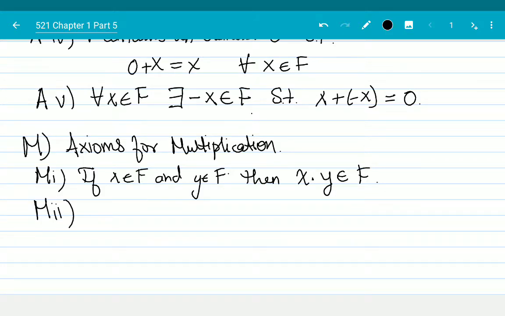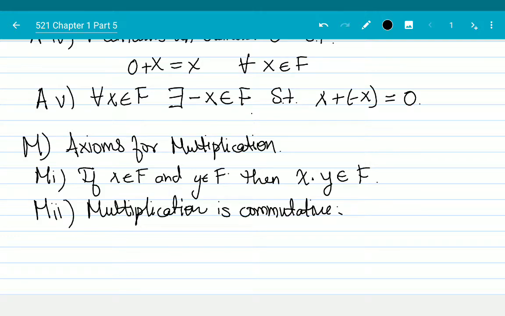M2, multiplication is commutative. That is to say, x multiplied by y is equal to y multiplied by x for every x, y in F.